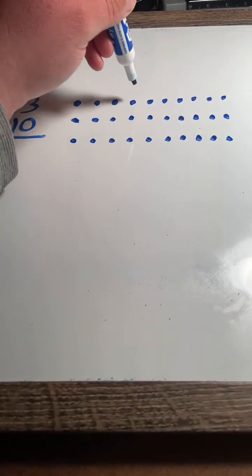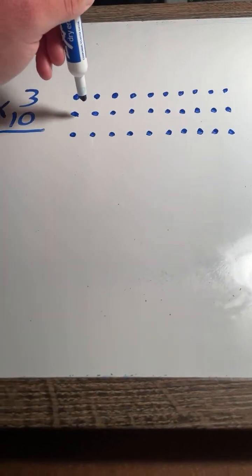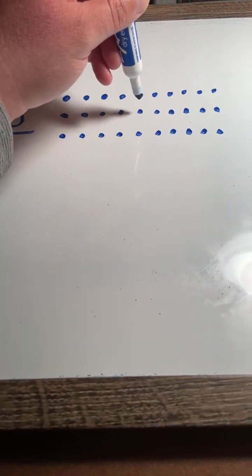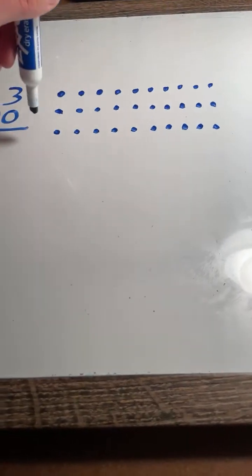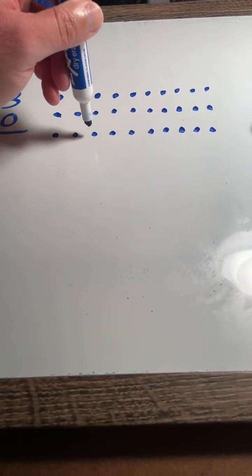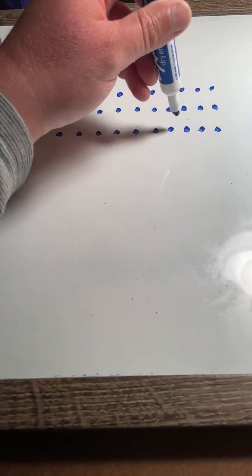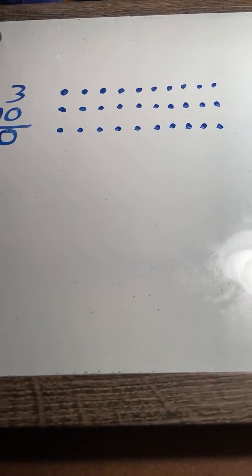1, 2, 3, 4, 5, 6, 7, 8, 9, 10, 11, 12, 13, 14, 15, 16, 17, 18, 19, 20, 21, 22, 23, 24, 25, 26, 27, 28, 29, 30. 3 times 10 equals 30.